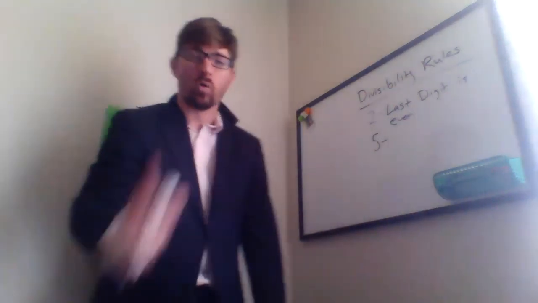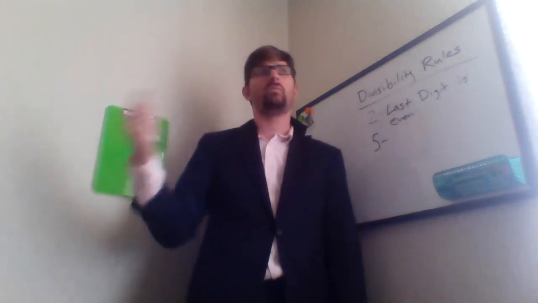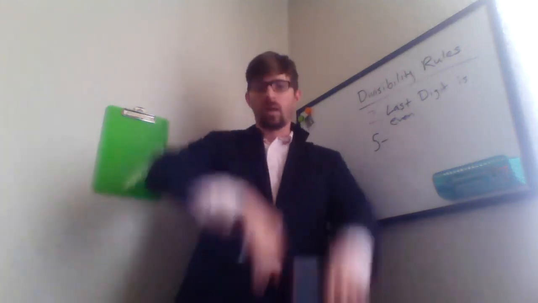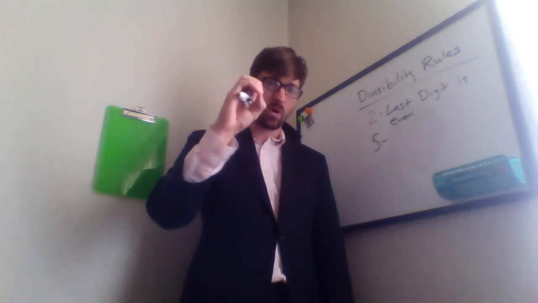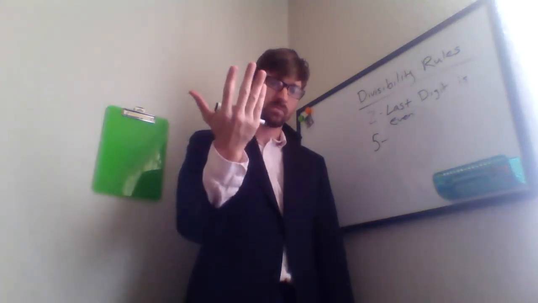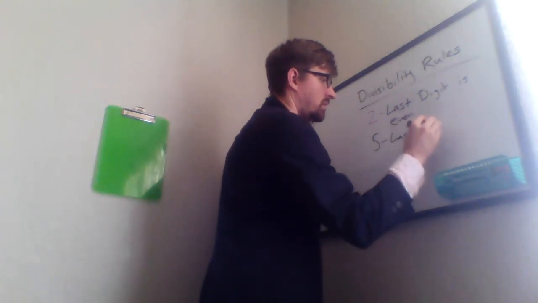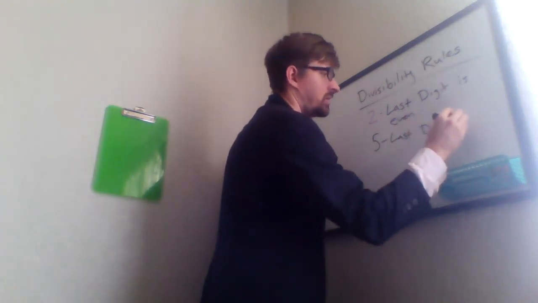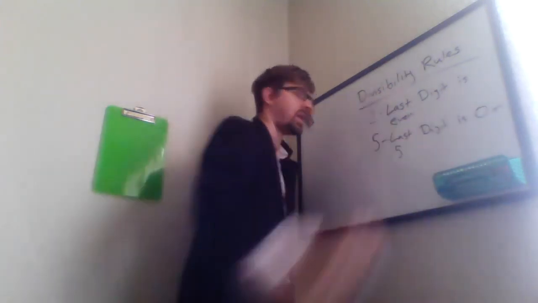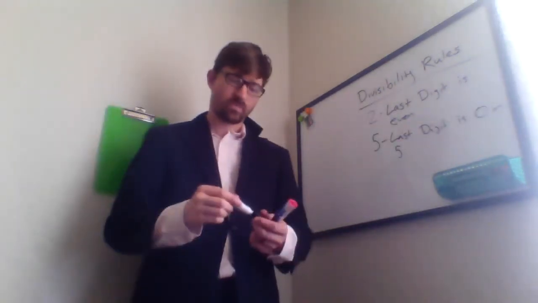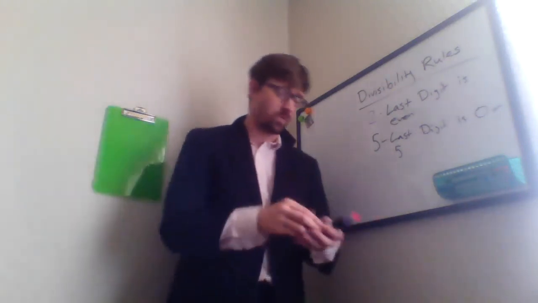5. When is it divisible by 5? Well, let's think. 5, 10, 15, 20, 25, 30, 35, 40, and so on, right? What are the last digits? 0 or a 5. Okay? So, last digit is 0 or 5. Now, let's take a look at the next one, the next easy one, right?